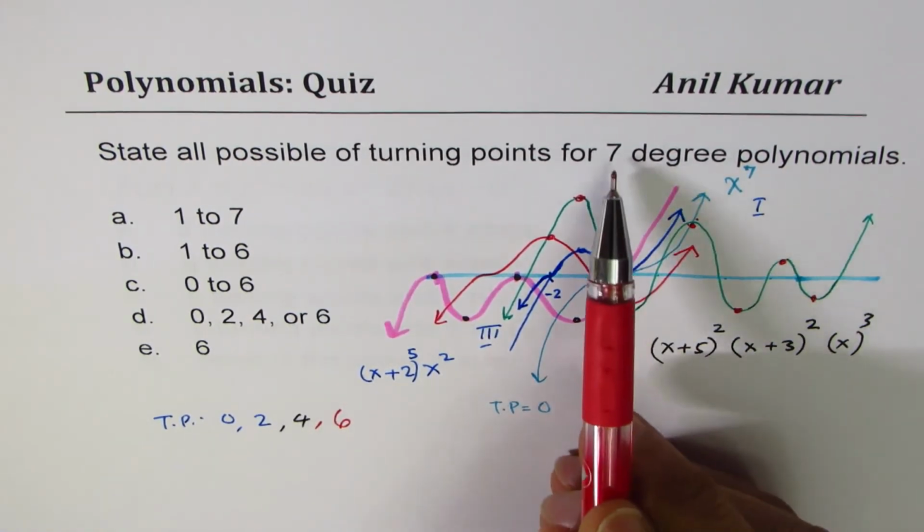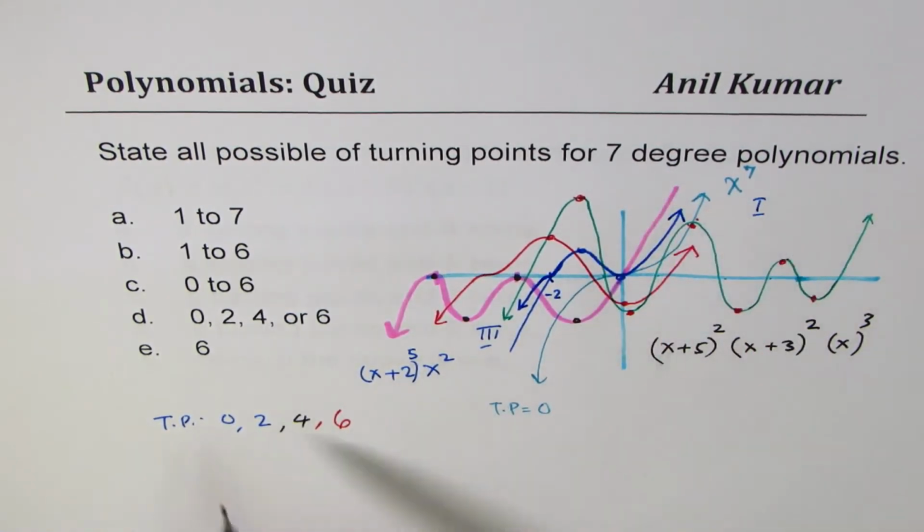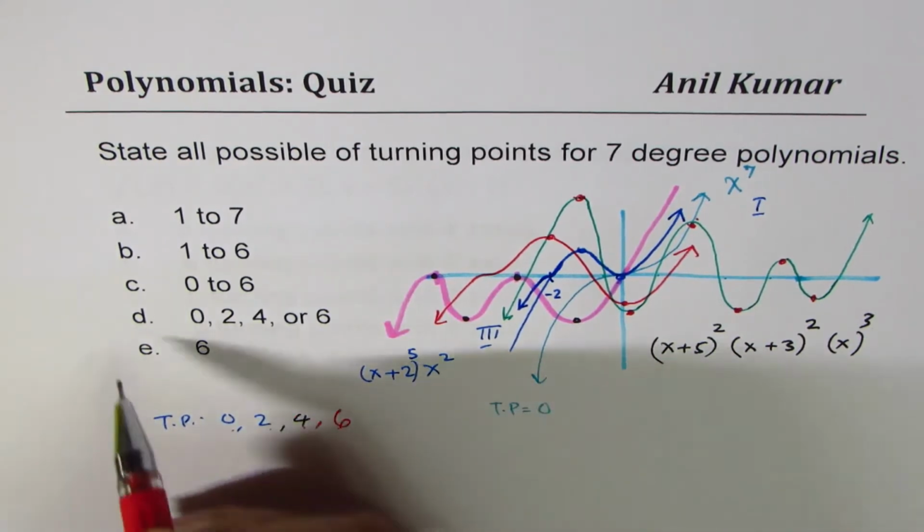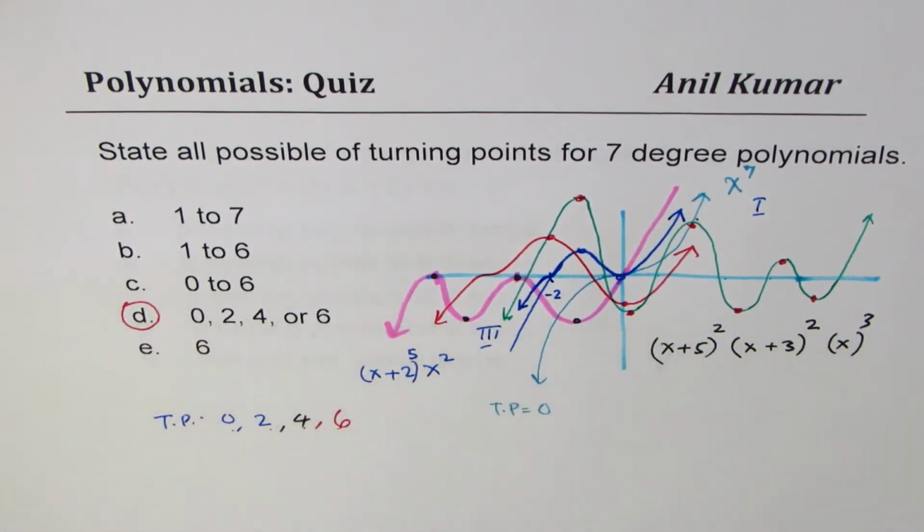So you'll notice that for a 7-degree polynomial, we could have 0, 2, 4 or 6 number of turning points. So the option is D, right? It might come as a surprise for you, but all odd degree polynomials will have an even number of turning points.